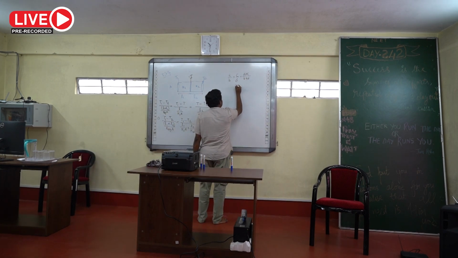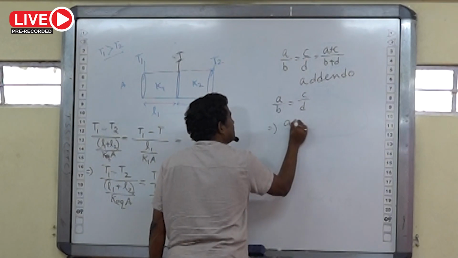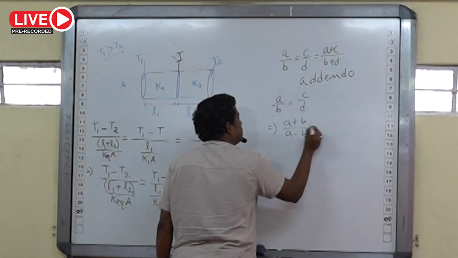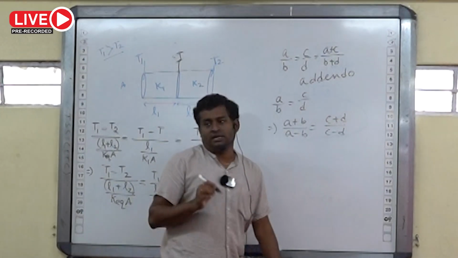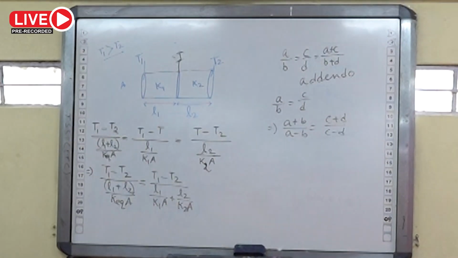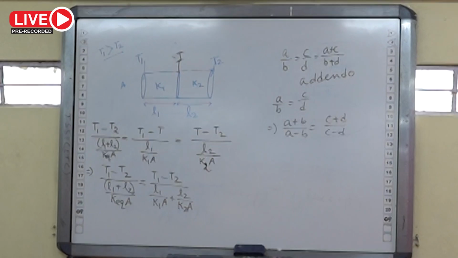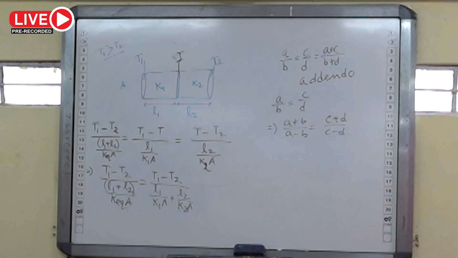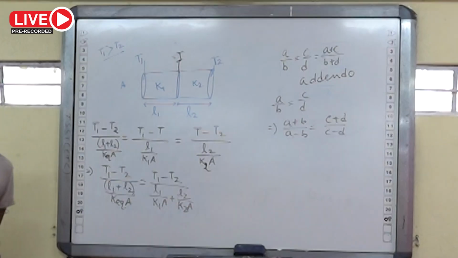This is the name, addendo technique. And if it is given a by b equal to c by d, you can also write this one as a plus b by a minus b equal to c plus d by c minus d. This is called componendo and dividendo. First one is addendo, second one is componendo and dividendo.